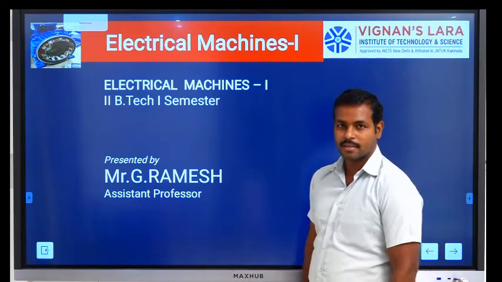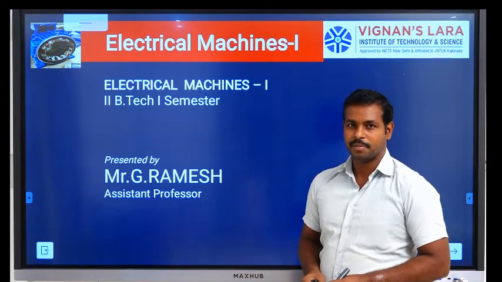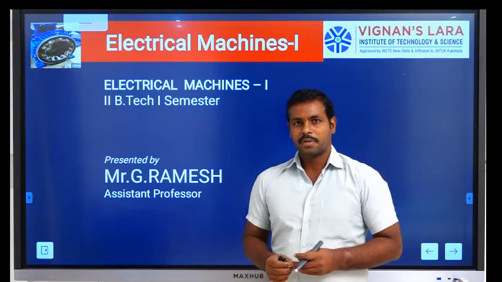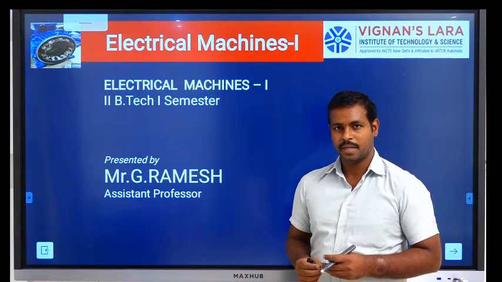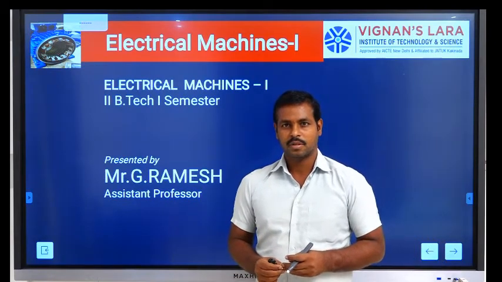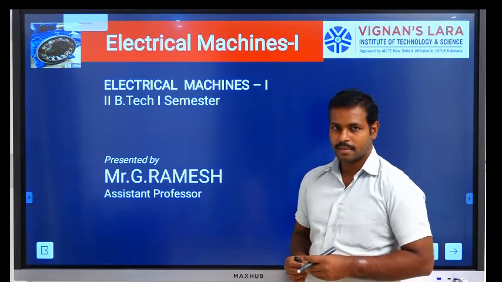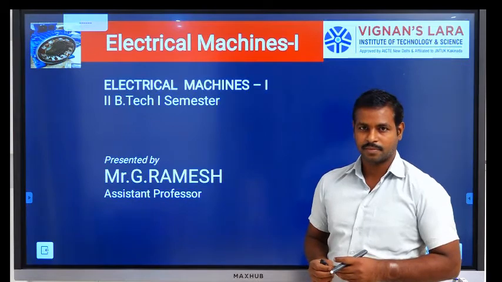Last class we discussed the construction of a DC machine, which mainly consists of yoke or frame, poles and pole cores, armature winding, field winding, armature core, commutator and brushes. Each and every part of a DC machine was explained in the last class.